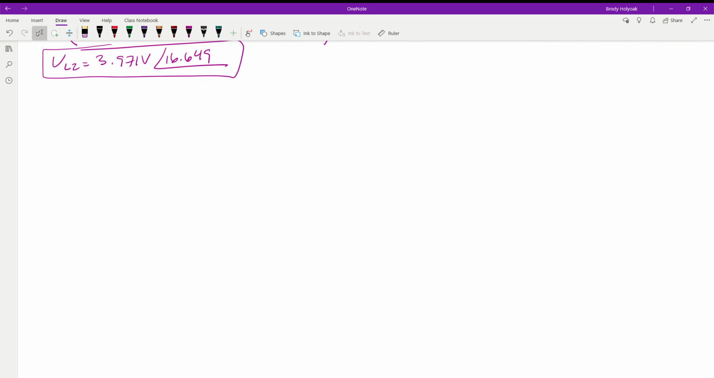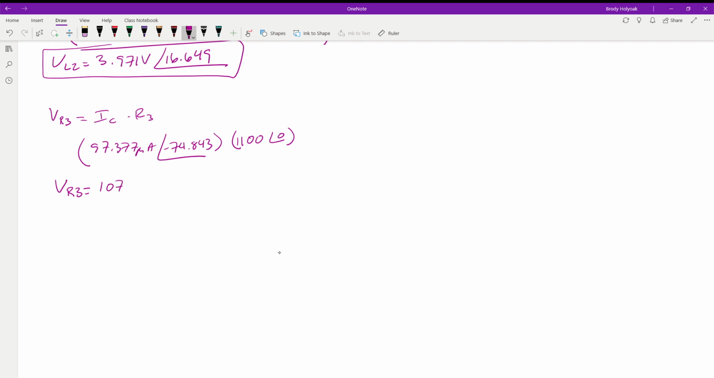So now that we have those, the last 2 we need to find is the voltage drop across R3. And so that is the current of branch C times R3's value. So we have 97.377 microamps at an angle of negative 74.843 multiplied by 1100 at 0. So the voltage drop across R3 comes out to be 107.115 millivolts at an angle of negative 74.843 degrees.